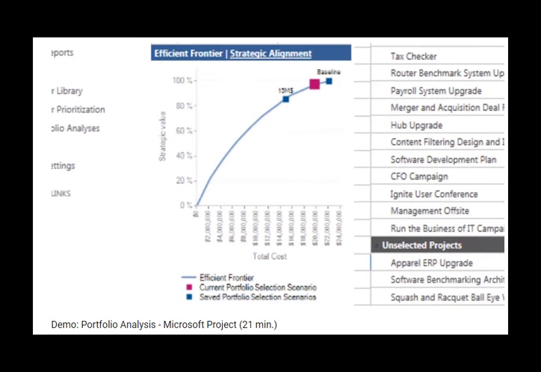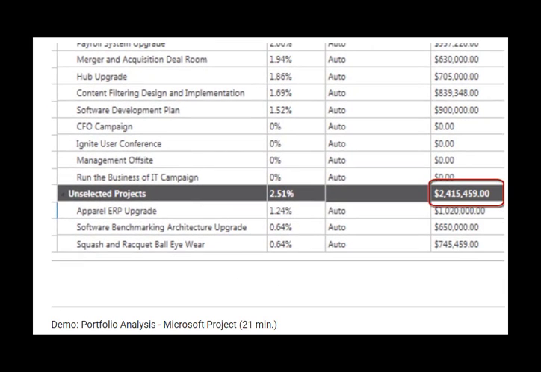The efficiency frontier plots the current what-if scenario's total cost and strategic value graphically. We also notice that the total cost for the unselected project is about 2.4 million, which brings our selected projects to within our 20 million cost constraint that we specified.